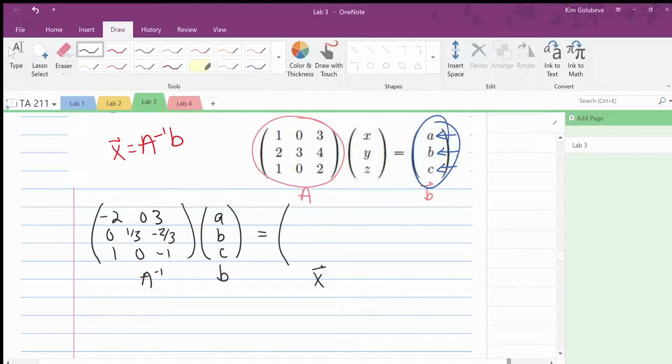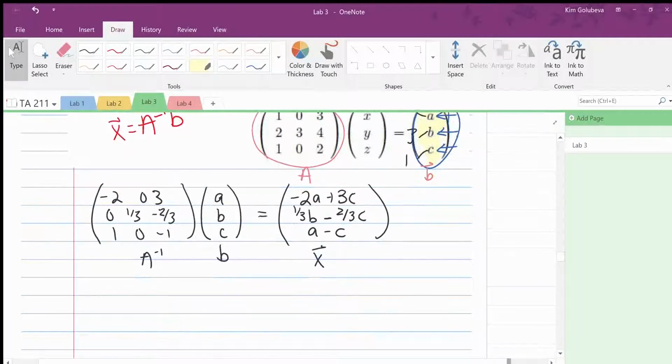So our solution to our system, in this case, is a minus 2A plus 3C, 1 over 3B minus 2 over 3C, and A minus C. Okay, so just because there are letters in here, don't let it confuse you. It's the same thing. This could be like a 2, and this could be a 3, and this could be a 1. It's the exact same thing as we were doing before, just now with more variables. So this is our solution. This is our X in this case.